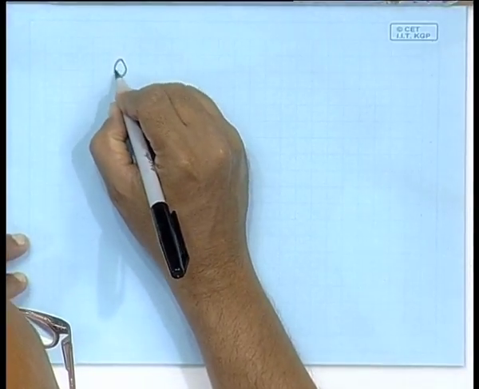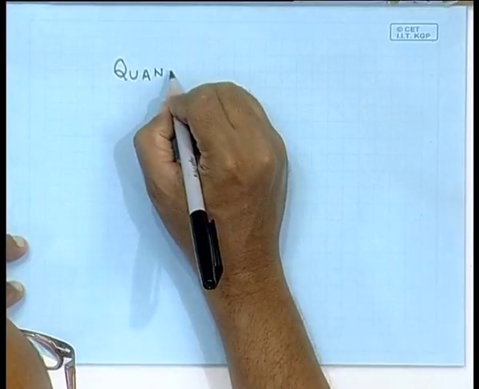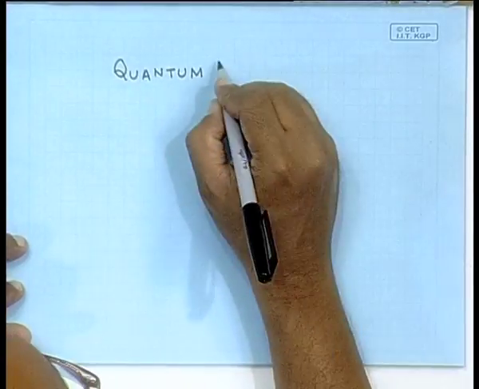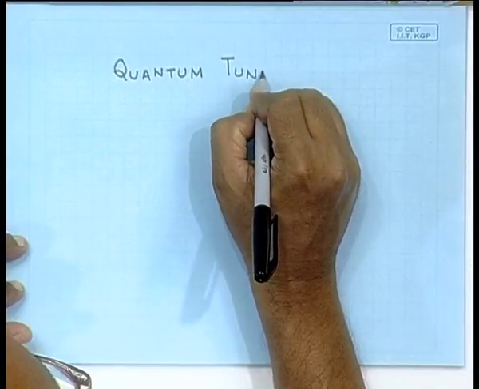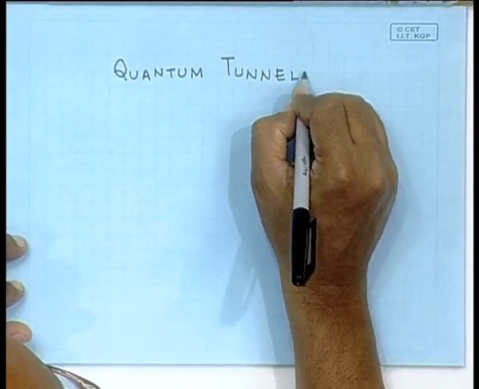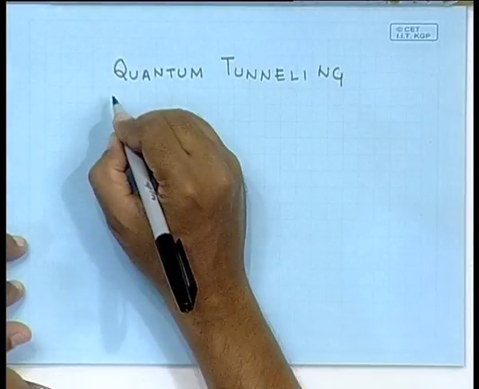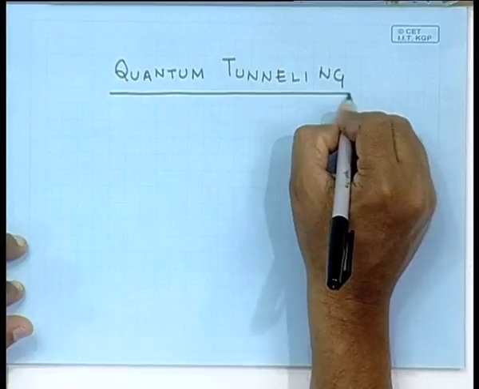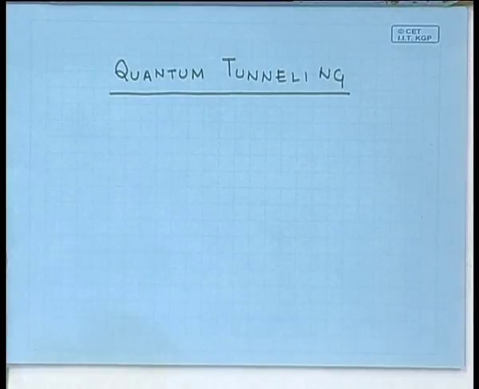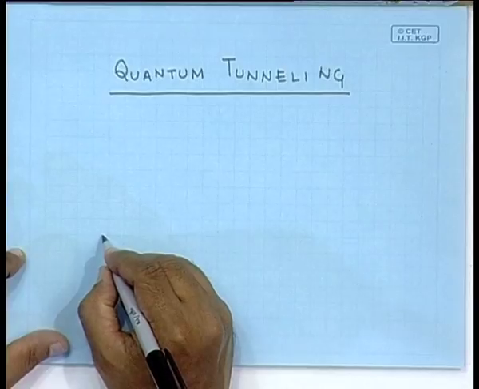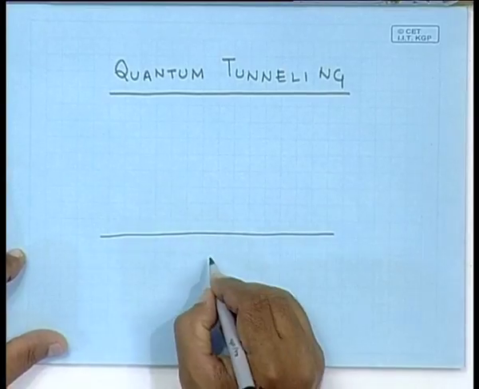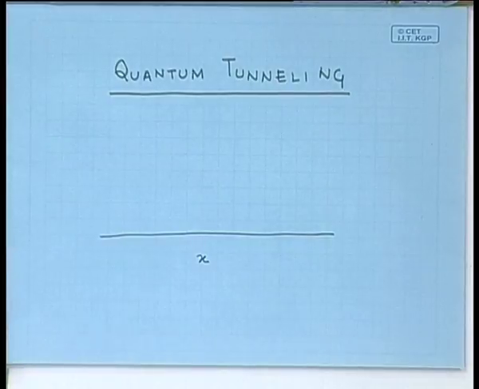Today we are going to discuss quantum tunneling. We have a particle which is free to move along the x axis, and there is a potential. The potential looks like this.